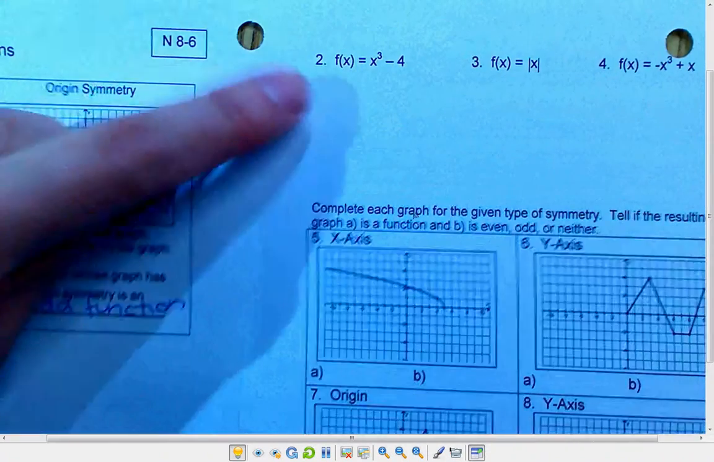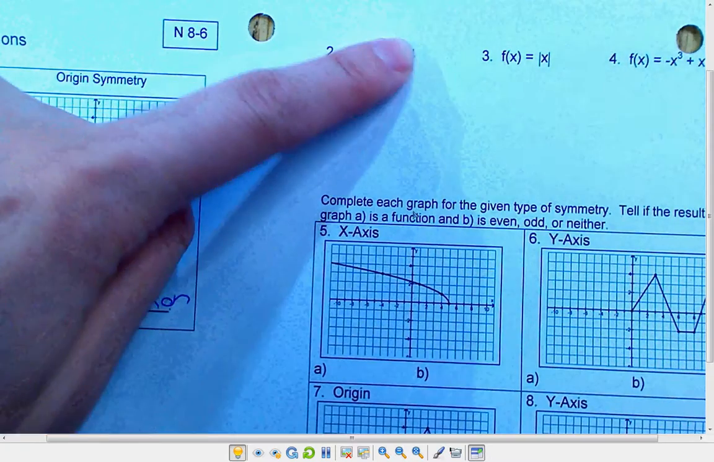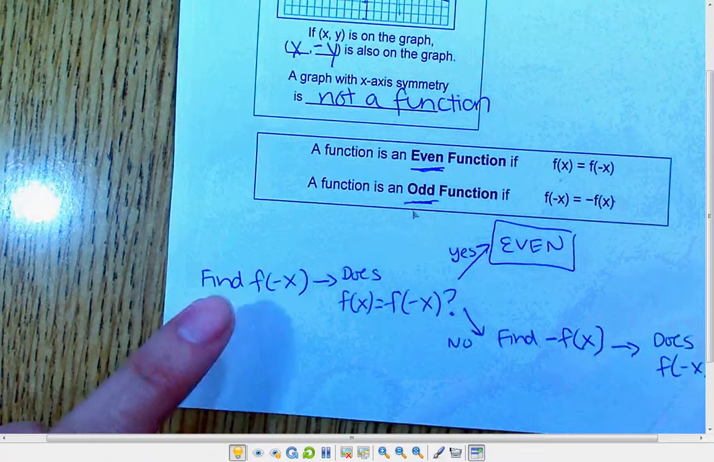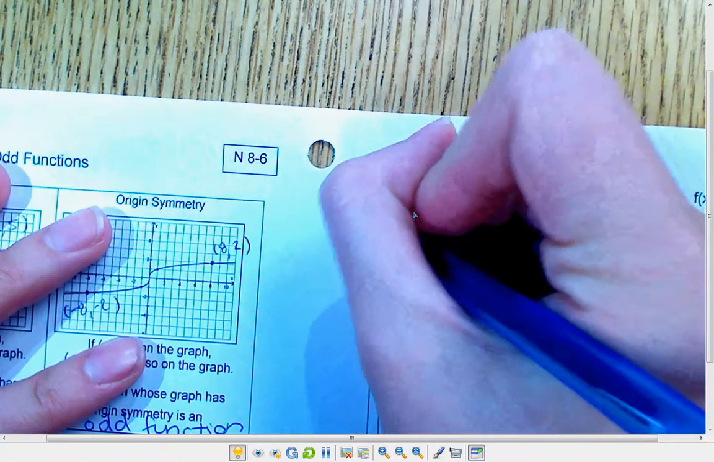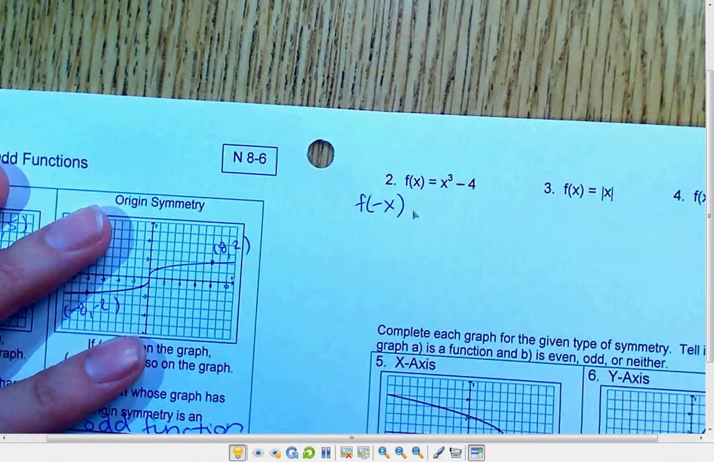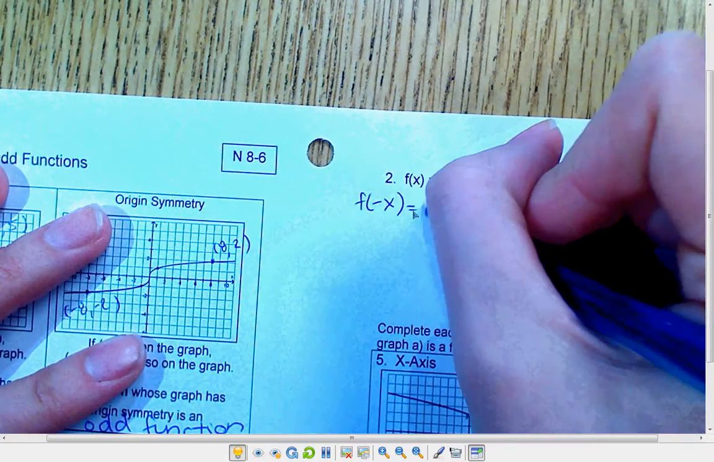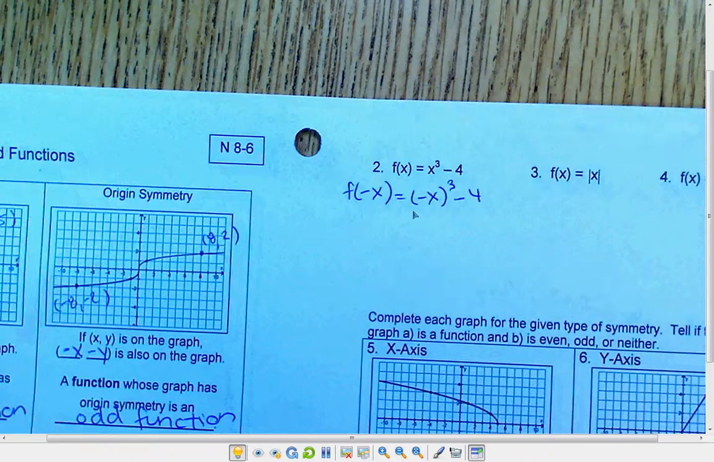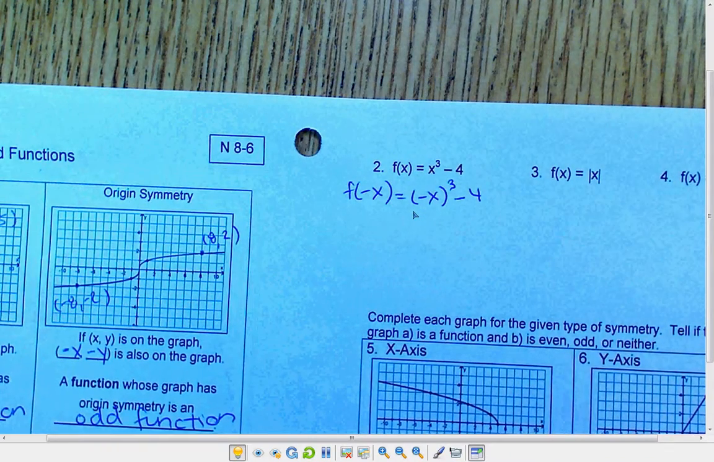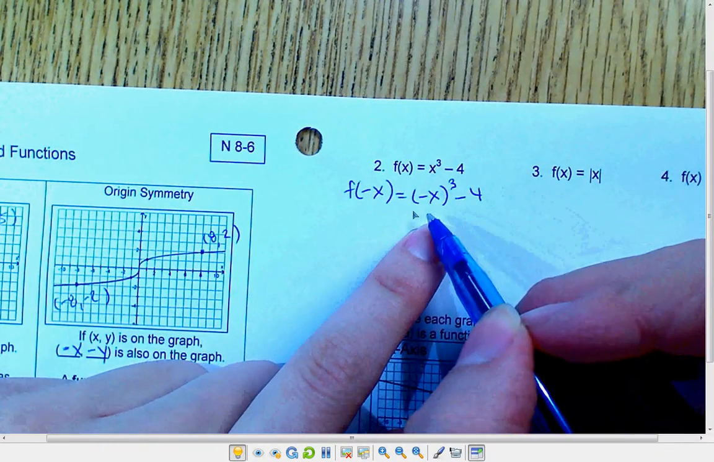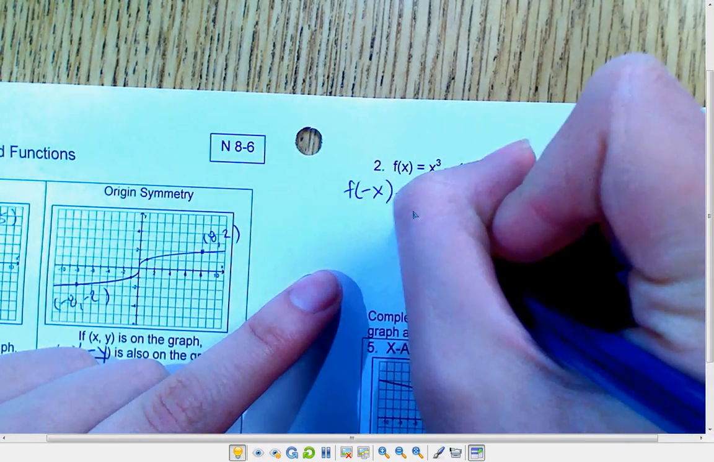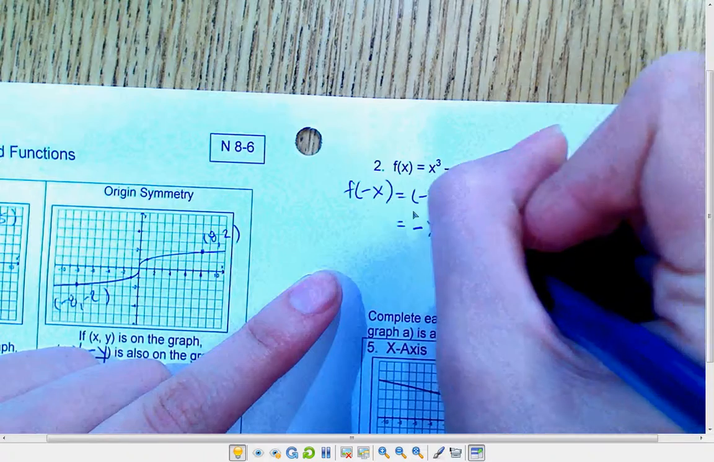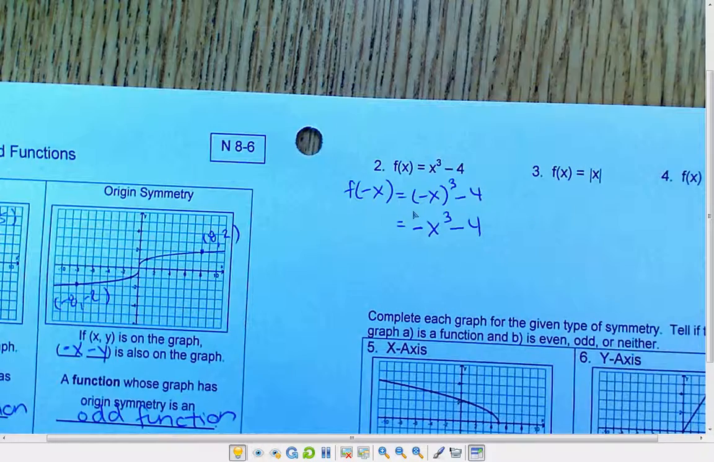So let's start off with this one right here: f of x equals x to the third minus x to the fourth. According to our little flow chart, the first thing we're going to do is find f of negative x. So we're going to plug in negative x into this function. Instead of the x, it becomes negative x cubed. When you're cubing a negative number, negative x times negative x times negative x stays negative. So this is now negative x to the third minus x to the fourth.